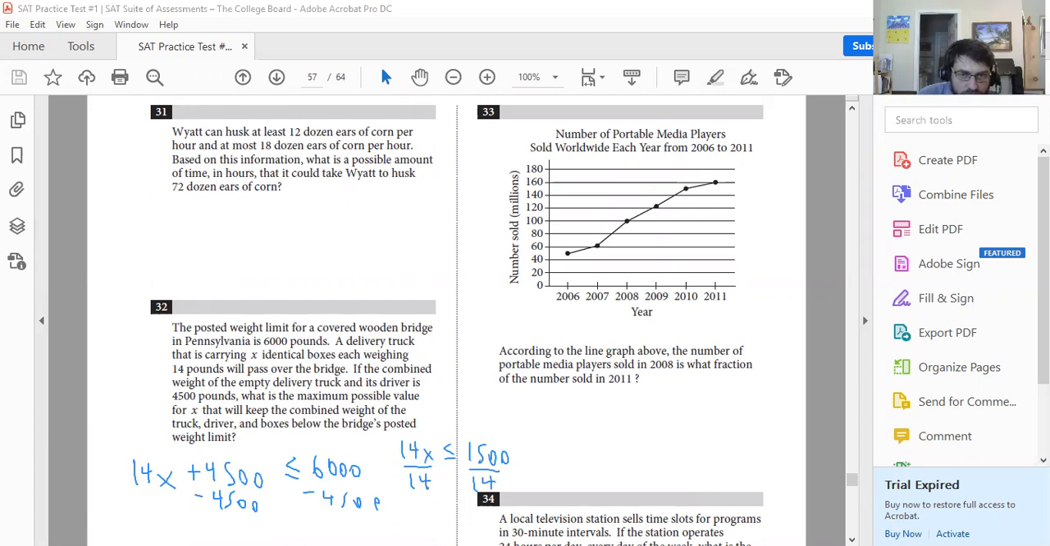Pull back up our calculator. I probably should just leave it on the bottom, minimize it, so I don't have to keep pulling it up.